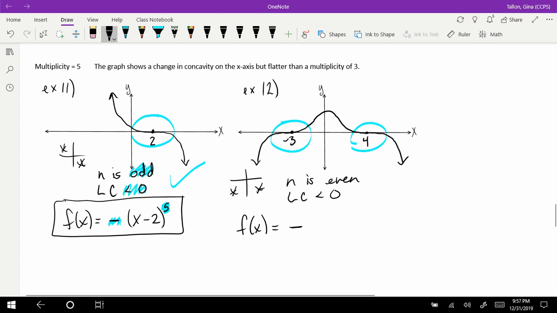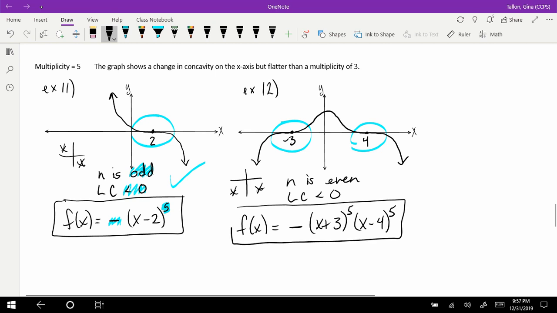If x equals -3 is a root, then x plus 3 has got to be a factor, and the multiplicity is a 5 for this example. And then if x equals 4 is a root, then (x minus 4) to the 5th is going to be the other factor. There's really nothing I can do to simplify that either. I'm going to go ahead and box that as my final answer.